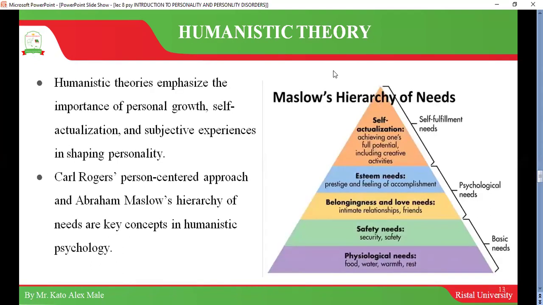Then we have the humanistic theory. This emphasizes the importance of personal growth, self-actualization, and subjective experiences in shaping personality. For example, Carl Rogers' person-centered approach and Abraham Maslow's hierarchy of needs are key concepts in humanistic psychology. I provided this diagram for the hierarchy of needs by Maslow. It contains the order in which needs are arranged.